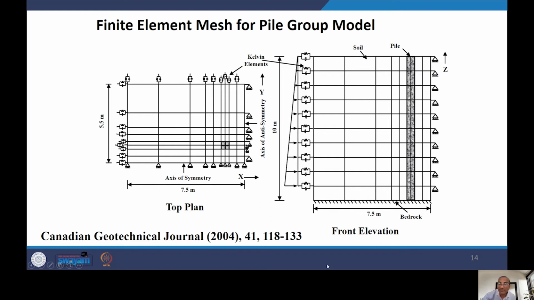This was the top plan. In the front elevation also, you could see on the side spring dashpot, and the triangle is showing confining pressure at different depths. So before you start your calculation, one needs to consider the confining pressure, which is proportional to the height.